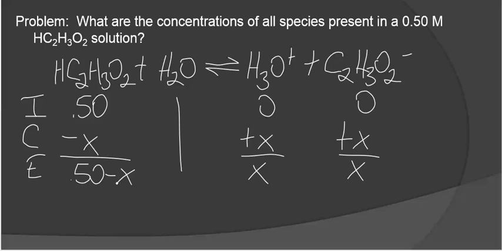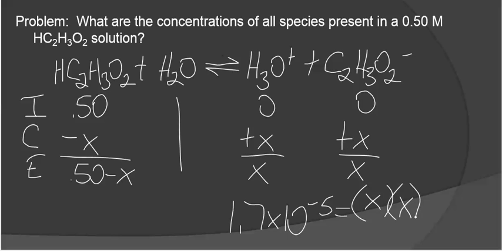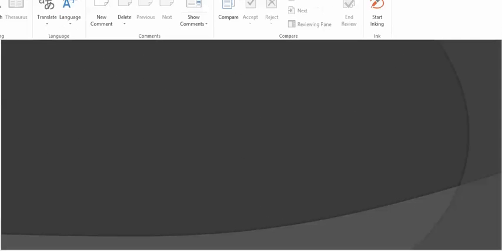And then we're going to set up a Ka expression. Ka we just found for acetic acid, 1.7 times 10 to the negative 5. And that's equal to products, which is x times x, divided by 0.5 minus x. So there is our Ka expression. Now let's go back and simplify that. So let's simplify the Ka expression. When we simplify it, it looks like this.